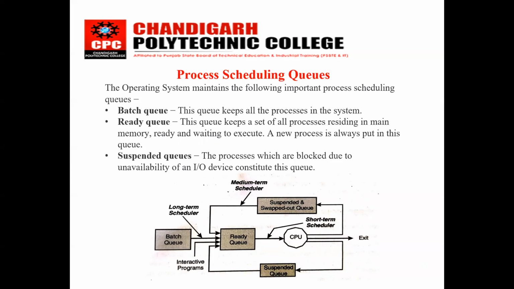As we can see in this image, first of all we have the batch queue. It contains all the processes, then it shifts the processes to the ready queue, which contains the processes that have all the resources and are waiting for the CPU. From here the ready queue forwards the processes to the CPU for processing. Out of them, if some of the processes lack input and output devices or other resources, then that process may be shifted to the suspended queue.